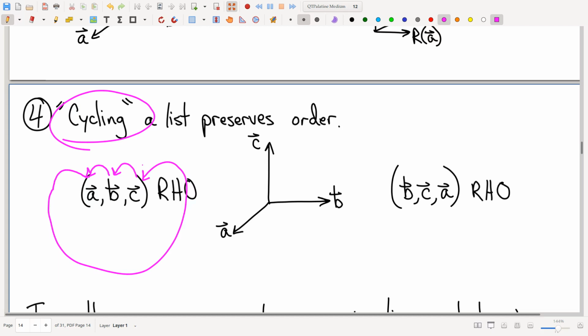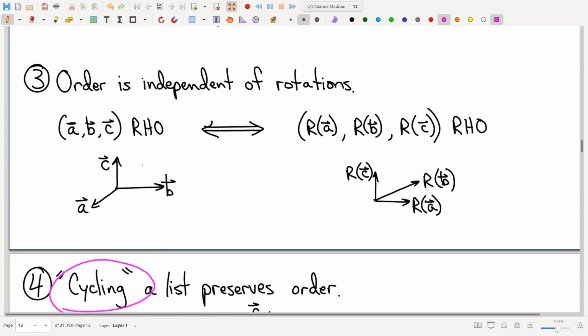Yeah? What's the difference between cycling and rotation? Because I'm literally changing the list here. That's changing the list, but not changing the vectors. Rotating says I'm going to change the vectors. I'm not going to look at A anymore. I'm going to look at the rotation of A, et cetera, et cetera. But the order is effectively retained. Right? Yes. Is there a reason we're not calling it negative and positive?